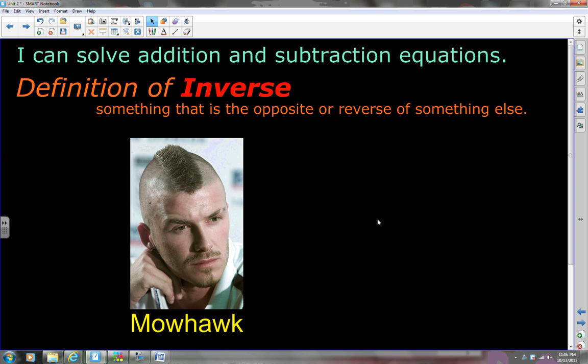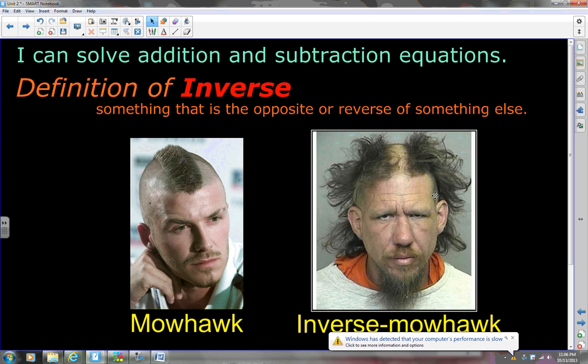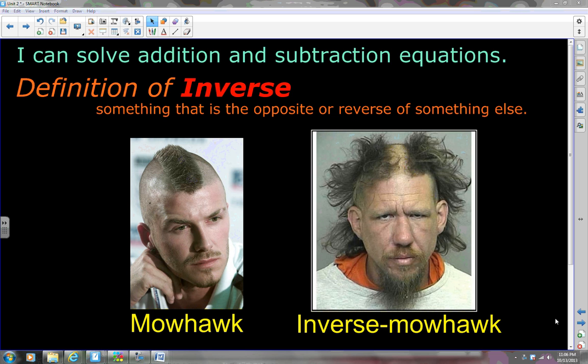Here we have a picture of the mohawk. Very good looking hairstyle. Here we have something known as the inverse mohawk. Definitely not as good looking. But as you can see here, the inverse is almost the opposite or the reverse of something else. So we're almost thinking opposites.